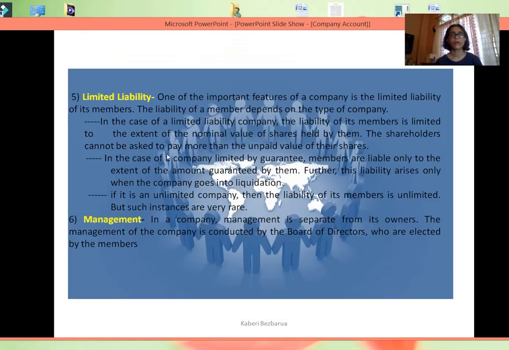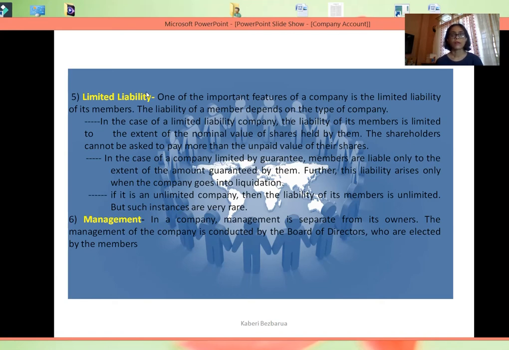Next we have limited liability, which is an advantage over the partnership form of business or your sole proprietorship form of business. In general, the liability of the members or the shareholders of a company is only limited to the value of the shares owned by them. Let me cite an example. Suppose the value of your share that you have bought in a company is rupees 100. So a company can ask from you only rupees 100 and nothing more than that.